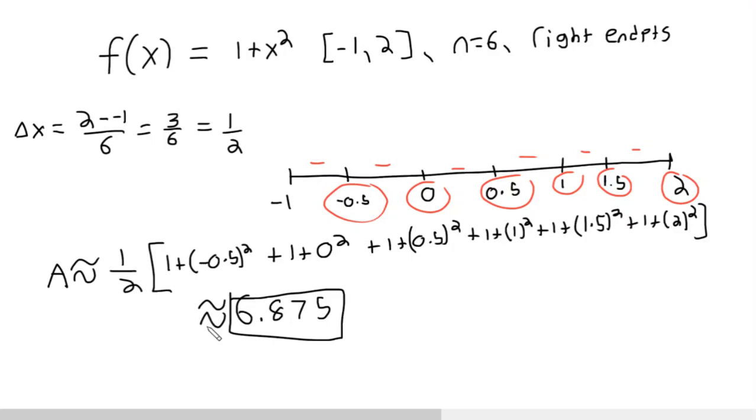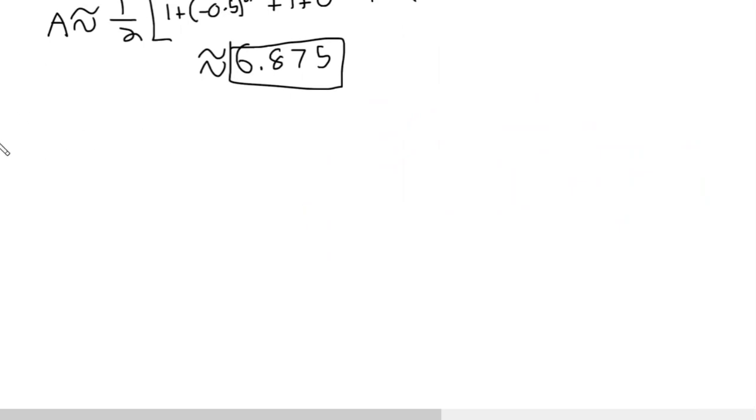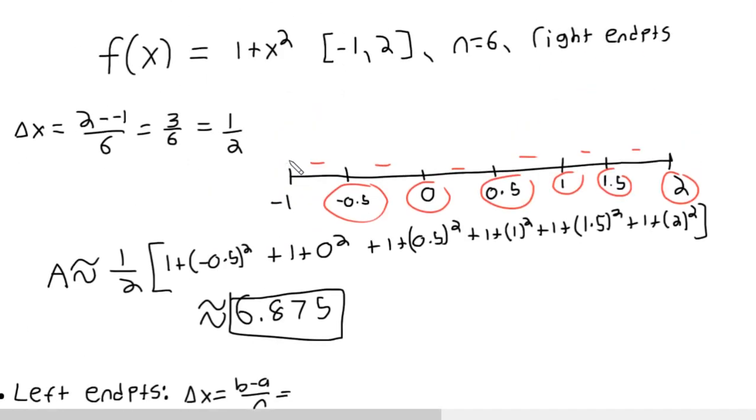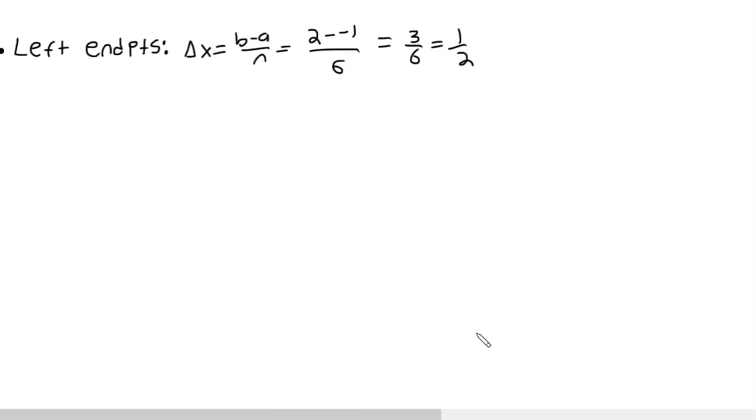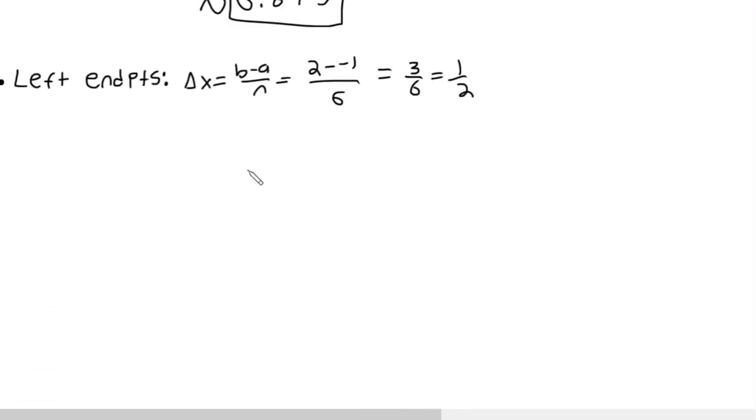So now, let's make our approximation a little different, and let's use the left endpoints. So let's do left endpoints now. So left endpoints, and everything else is going to stay the same. So my delta x, it's still b minus a over n. It's going to stay exactly the same. And it's 2 minus negative 1 over 6, and that's going to be just 3 over 6, and that's going to be 1/2. So same thing as we did before. And we're running from negative 1 to 2.